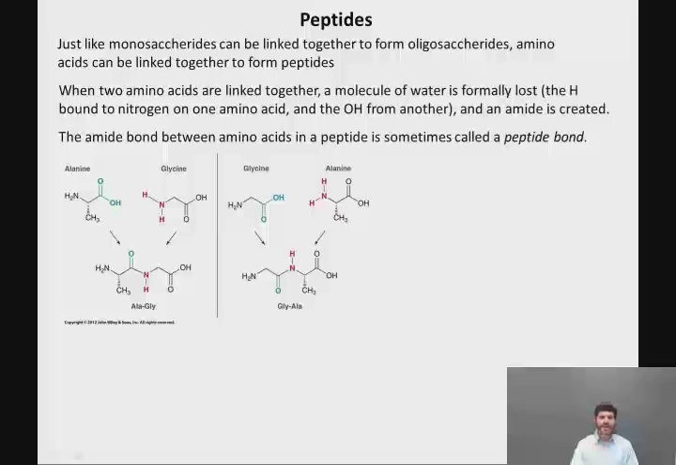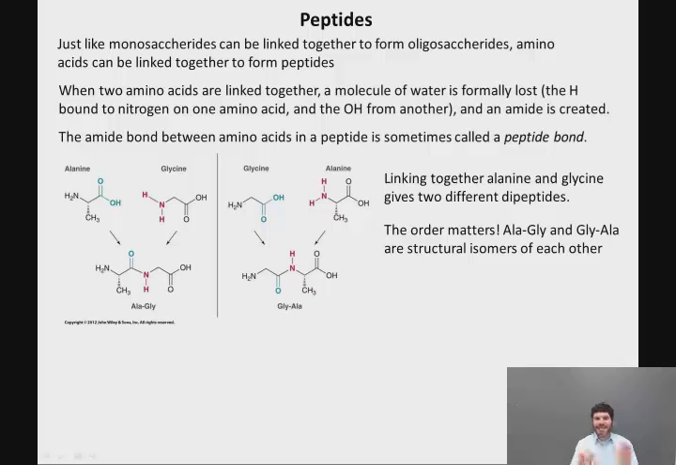So if you look at the examples up on the screen, we have alanine being the left-hand amino acid and glycine being the right-hand amino acid. The blue OH of alanine and one of the red H's of glycine are lost as water, and you form an amide bond between the nitrogen of the glycine and the carbonyl group of the alanine. As you can see from this diagram, linking together alanine and glycine can be done in two different ways. And the order matters.